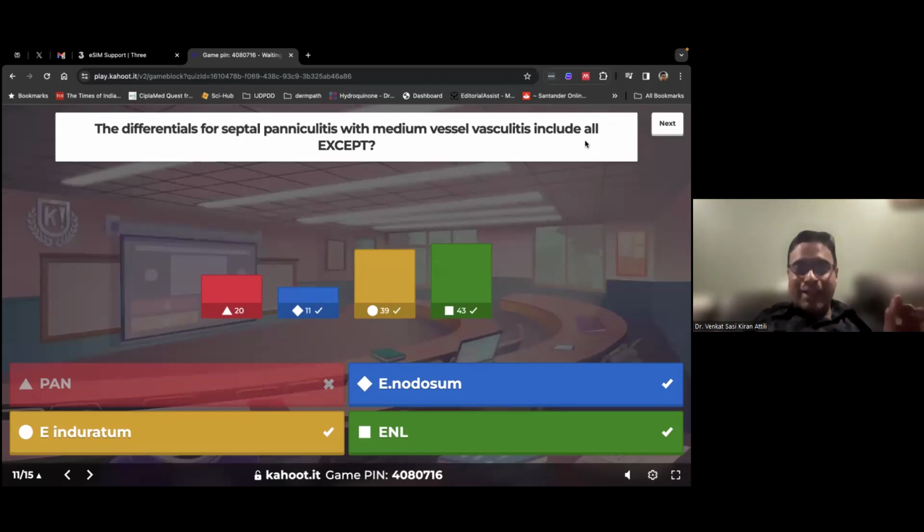So the only correct answer for septal panniculitis with medium vessel vasculitis is polyarteritis nodosa. Therefore, all the others are wrong, and those are all the options that you need to choose. Erythema nodosum is a septal panniculitis, but it's not a medium vessel vasculitis. I told you it's a small vessel vasculitis, a leukocytoclastic vasculitis. Erythema induratum is an example of a lobular panniculitis, and so is erythema nodosum leprosum. So these three are automatically excluded, and therefore these are the options you had to choose.